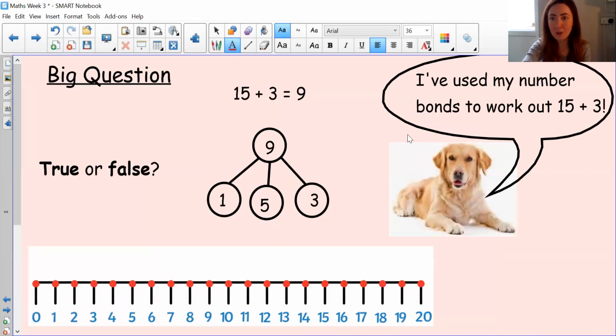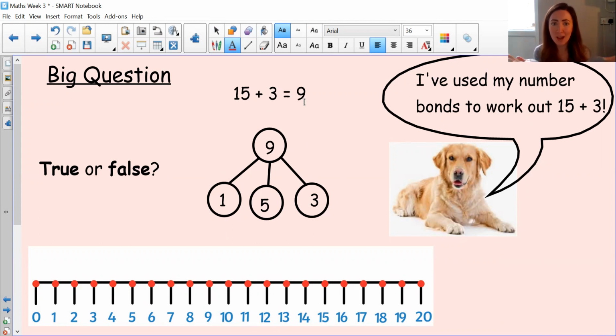So Stevie's big question this morning. It's another true or false. Stevie says, I've used my number bonds to work out 15 add 3. Is that true or false? Okay, so Stevie, this is her workings here. She's drawn her part-whole model. She's broken it up into 3 parts, just like we practiced last lesson. So she said that 15 add 3 equals 9. Can that be true?